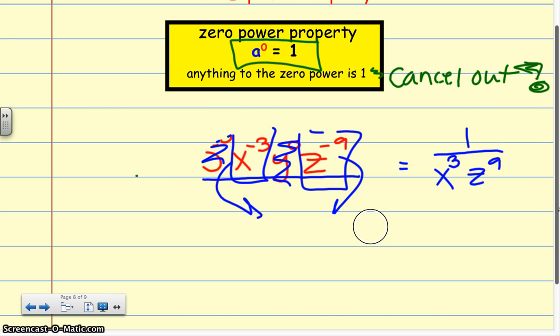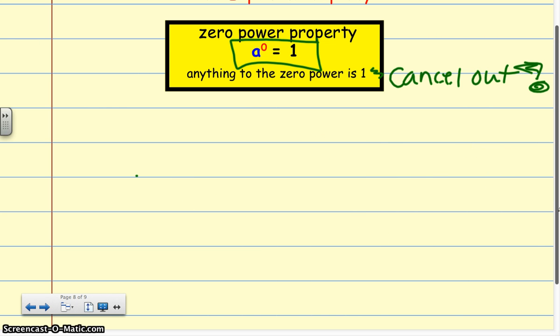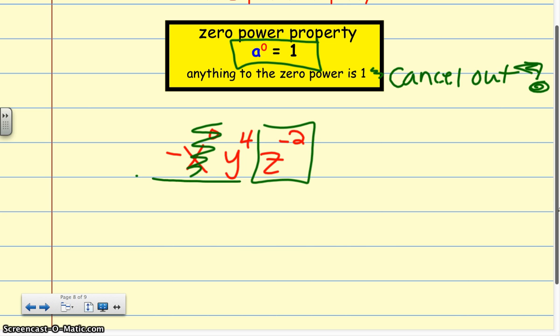I do want to do one more example with you. If I had a negative x to the 0, y to the 4, z to the negative 2, and I said to simplify that. Well, the first thing we do, x to the 0 cancels out, but you still have that negative. The only thing that's canceling out is the power in the exponent. And then I have my z to the negative 2. I need to have a bottom for it to go to. This turns into negative y to the 4th all over z squared.